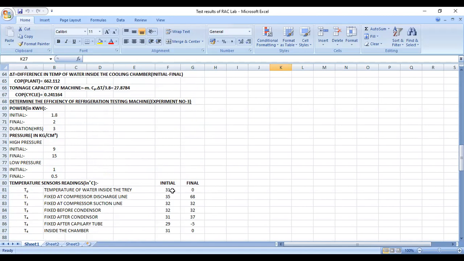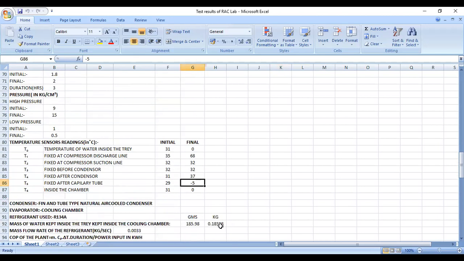inside the tray is 31 initially, finally 0. Compressor outlet at the discharge line is 35 initially, finally 60, almost twice. Compressor inlet at the suction line is 32 and remains the same, 32. Before the condenser 32, and after the condenser 31 and 37.